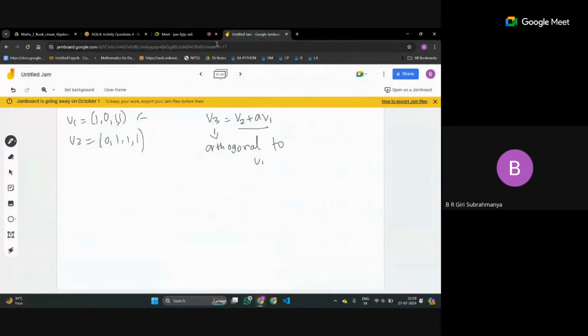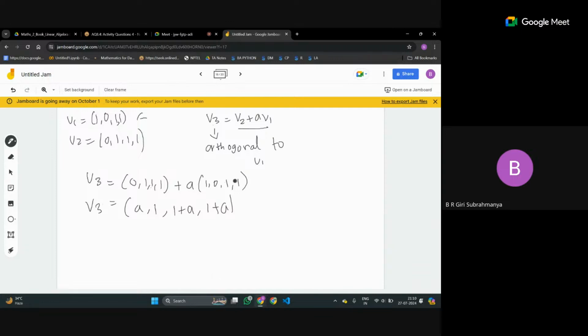Okay. First let's find V3. V3 is V2 plus AV1. So this is going to be (0, 1, 1, 1) plus some A times (1, 0, 1, 1). So this will be equal to (A, 1 plus A times 0, which is 1, 1 plus A, 1 plus A, 0). I hope this is correct. Now this is V3. Now we need to find A.